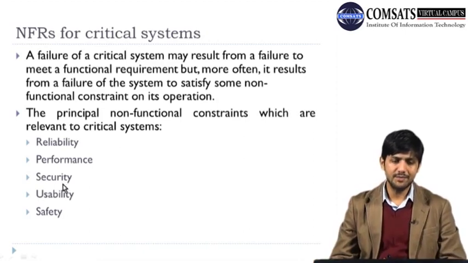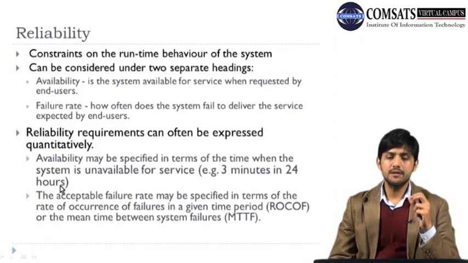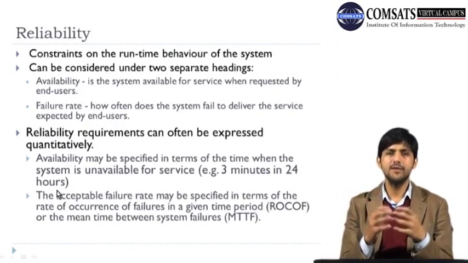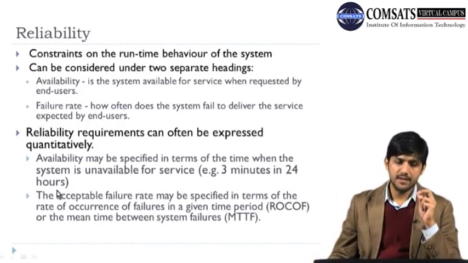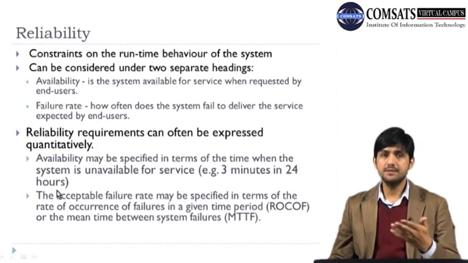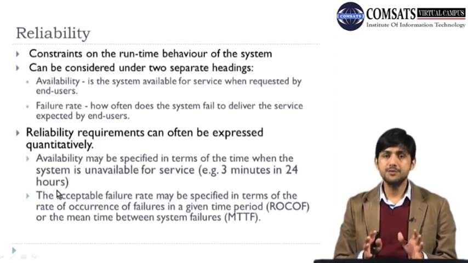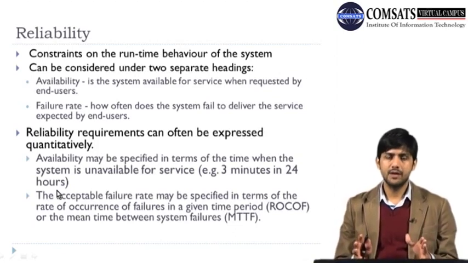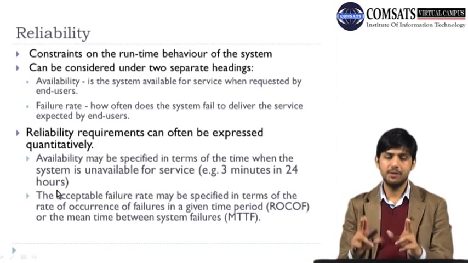Let's look at reliability first. When we talk about reliability, these are the constraints on the runtime behavior of the system, that is, how we want our system to behave during runtime. It can be considered under two separate headings. Number one is availability. Is the system available for service when requested by end users? This is really important, because in terms of safety critical systems, the system should be available all the time. Whenever a user wants a certain facility, it should be available to the user.